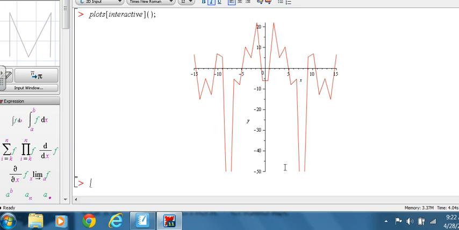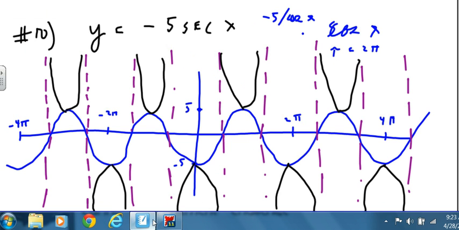Well, isn't that just lovely? Now, why did Maple do that? Well, because Maple has to connect the dots. So it connected the top ones with the bottom ones. Oh, that's terrible. Anyway, so much for Maple. I like my graph better.